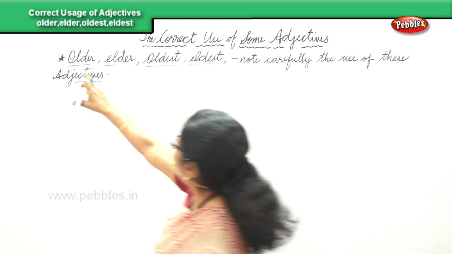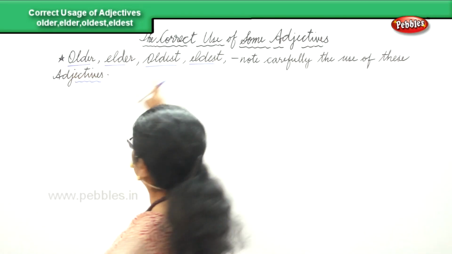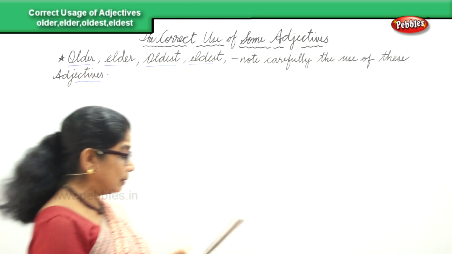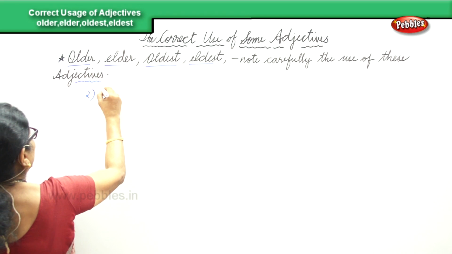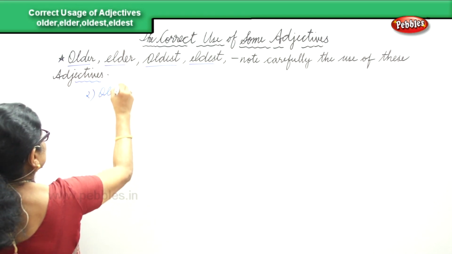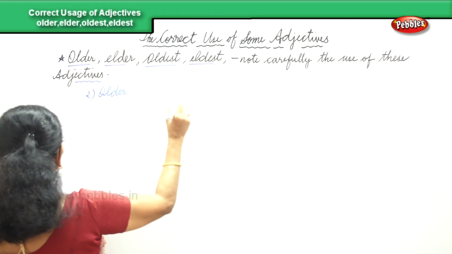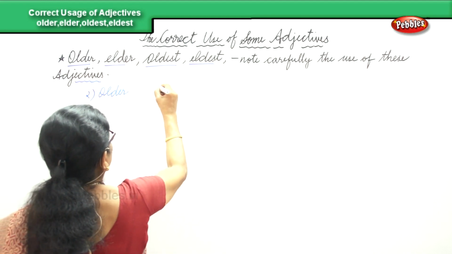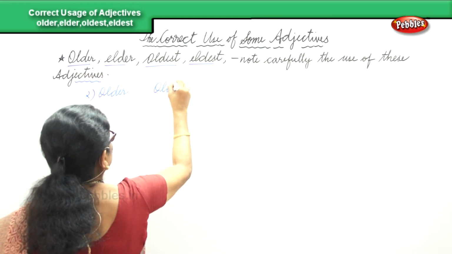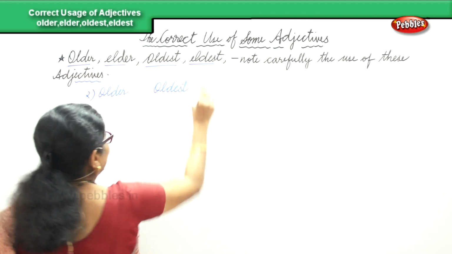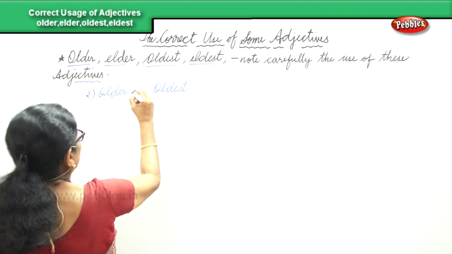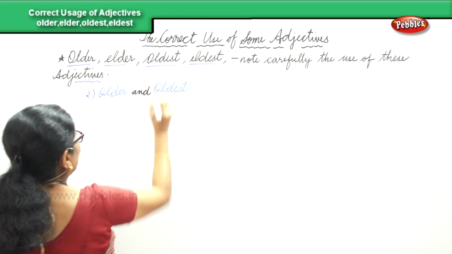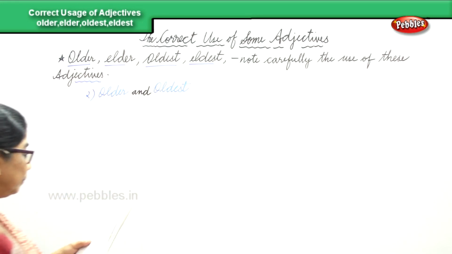Now we will do older, oldest. Okay? So that's the second part. The second one is older, oldest. So these two we are going to do. We are going to do older and oldest. Now what about the older and oldest?